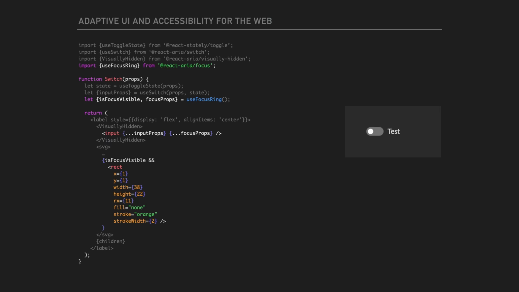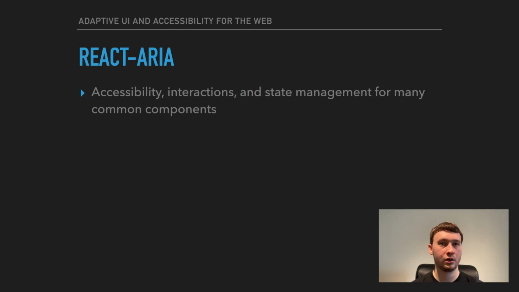To draw the actual focus ring, we add an extra rounded rectangle around the outside of the switch to draw the border. Now, when you tab to the switch with the keyboard, you'll see a focus ring around it like this. So that's a really simple example of what building a fully accessible component looks like with React Aria. It provides the accessibility, interactions, and state management for many common components and lets you focus on the part that's unique to your design system, your design.